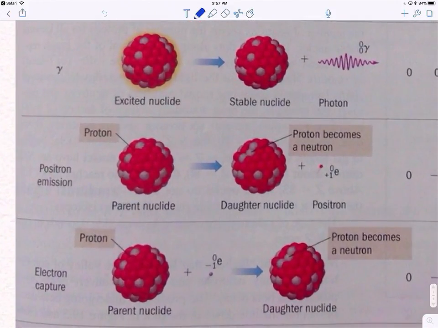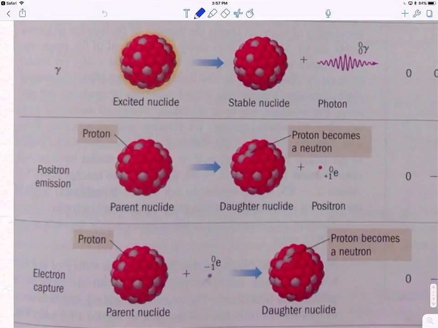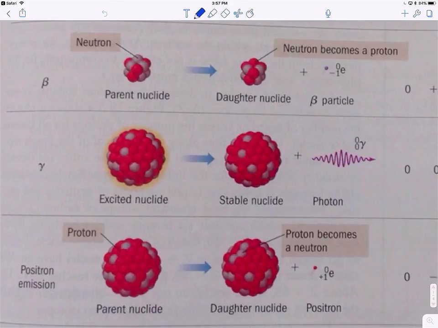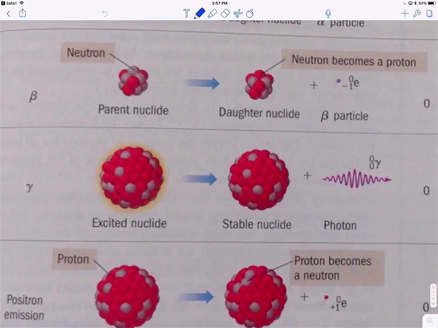Here's positron emission. Can you see that? Yeah. And then just photon. This is the photon emission on these. This is just like an excited state.